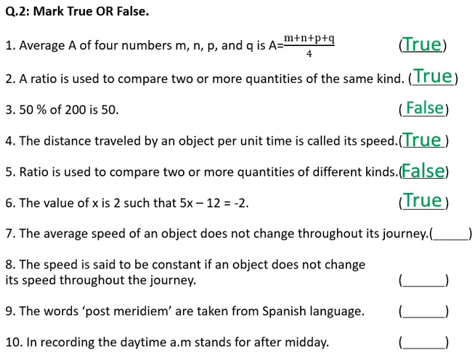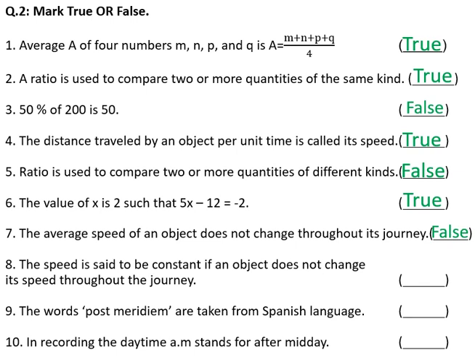Number 7: the average speed of an object does not change throughout its journey. Students, you know that during a journey, if an object has a speed that never changes throughout the journey, it is not called average speed. We calculate average speed when the object changes its speed throughout the journey. It is sometimes faster, more faster or slow. So that means we will calculate its average speed. So this statement is not true. This statement is actually about constant speed. That's why this statement is false.